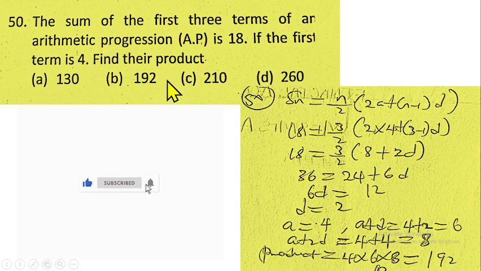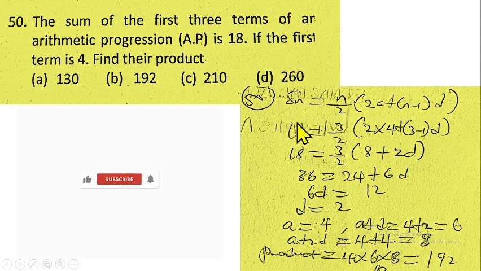So the first thing is to get each of the 3 terms. You know the first term, you need to know the second term and the third term. In this case, you only know the first term, which is 4. But we are told that when you sum all the 3 terms together, you get 18. So the sum of terms in an AP is n over 2 into 2a plus n minus 1 d.